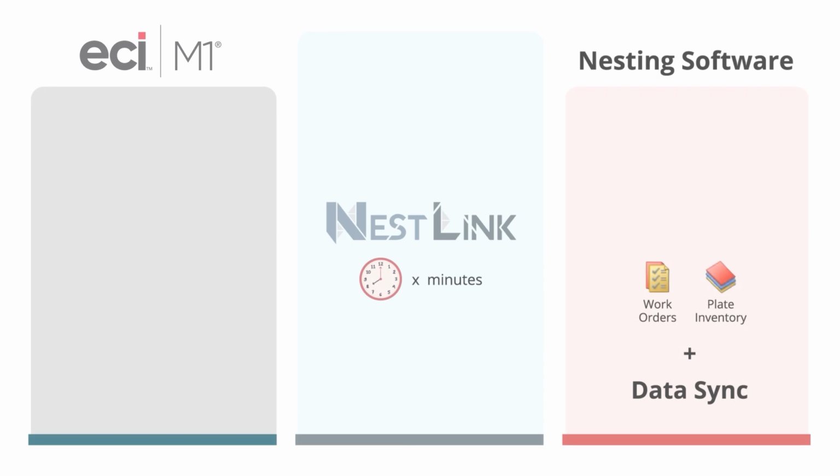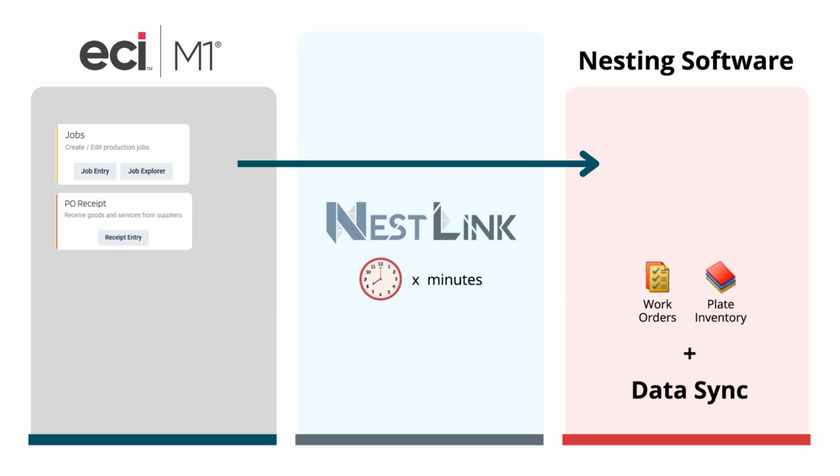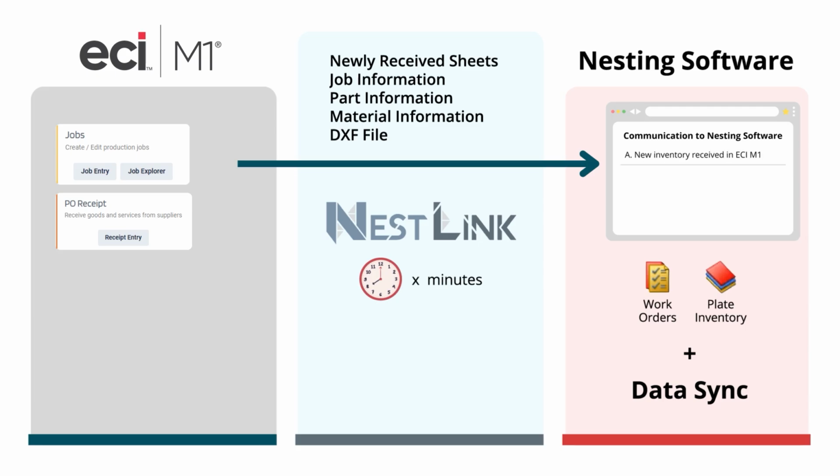So we can see at the top of the screen here that NestLink is grabbing M1 information from the job and receipt entries in M1 to push newly received sheets, job information, part information, material information, and DXF files directly into our nesting software. The idea behind this integration point is, A, to communicate to the nesting software a new inventory that I'm receiving in my M1 ERP, that, hey, we have a new plate that we can use for nesting and for cutting.